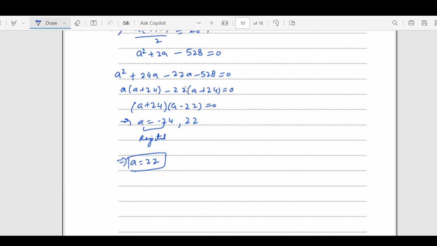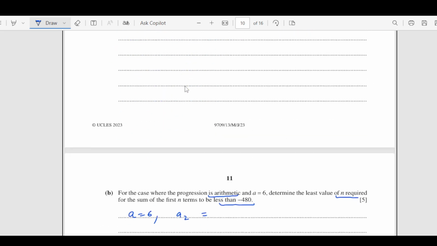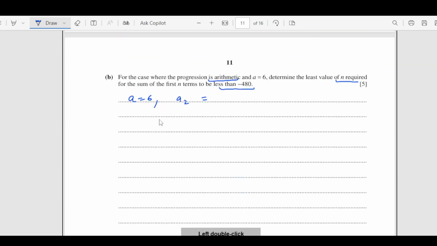We were given the first term, and the second term here, a squared over a plus 2. So a2 is a squared over a plus 2. Now we are given the value of a is 6, so let's substitute. This is 6 squared over 6 plus 2, so second term is 8, right? Now, as this is arithmetic, we will find the common difference, which is second term minus the first term.